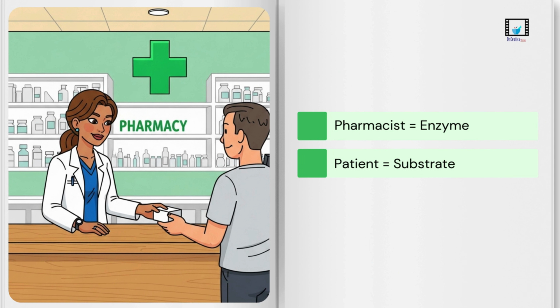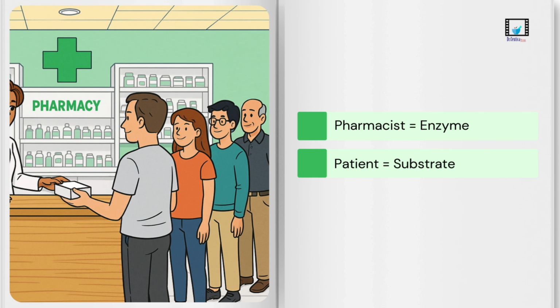Imagine a pharmacist standing behind the counter. This pharmacist represents an enzyme. Patients walking toward the counter are substrate molecules. One patient comes in, the pharmacist helps them right away. More patients come, the pharmacist works faster. But there's a limit to how fast they can work, right?